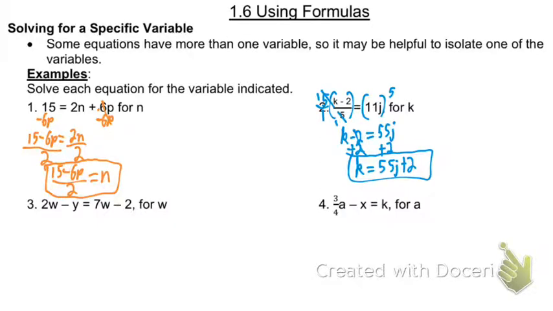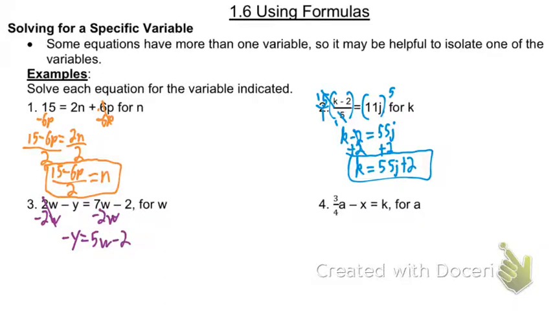Let's subtract the 2w from each side. Let's move the smaller one to the bigger one to keep them positive. 2w minus itself is 0. Negative y. Don't forget this is a negative y. That negative stays there with the y. Equals 5w minus 2. How else do I have to get w by itself?